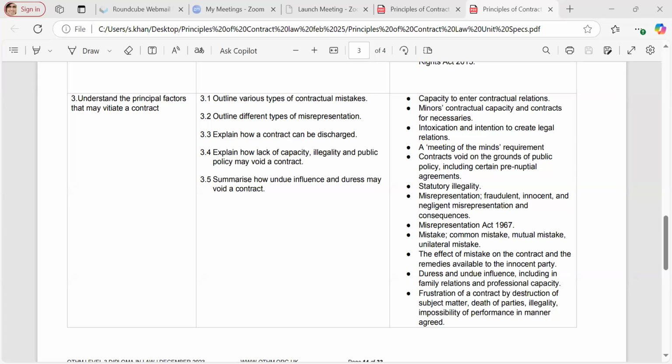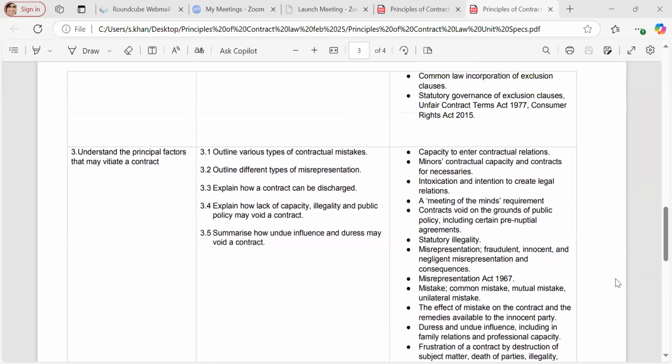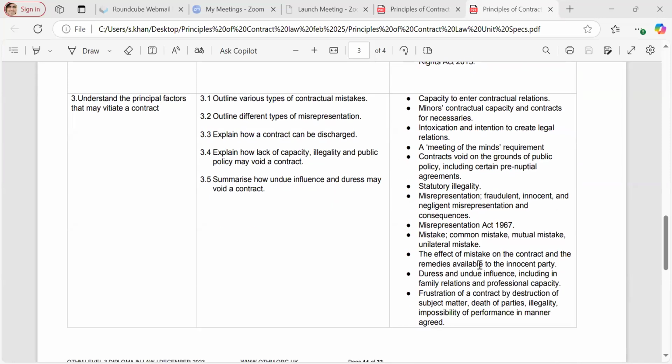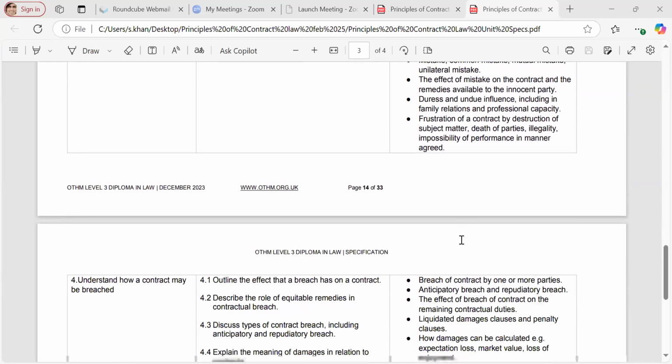We'll be looking at elements of capacity to enter into a contract, minors, intoxication and intention to create legal relations, a meeting of the minds, contract voids in regards to public policy, including things like prenuptial agreements, statutory illegality, misrepresentation, fraudulent, innocent, and negligent, and the consequences of that. We look at the Misrepresentation Act 1967, mistake, common mistake, mutual, unilateral, the effect of mistake, and frustration of a contract.